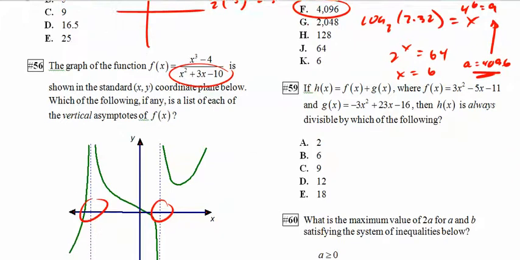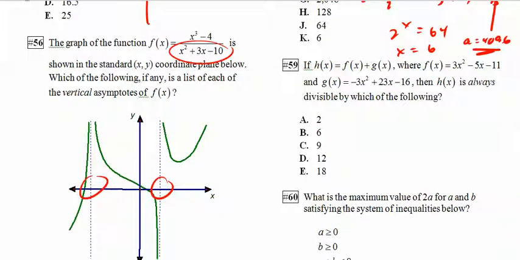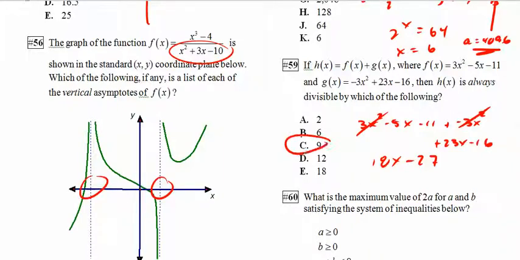That's just me. If h of x equals f of x plus g of x, 3x squared minus 5x minus 11 plus negative 3x squared plus 23x minus 16. Cancel. 18x minus 27. Divisible by 9. Just looking at it, they're divisible by 9.